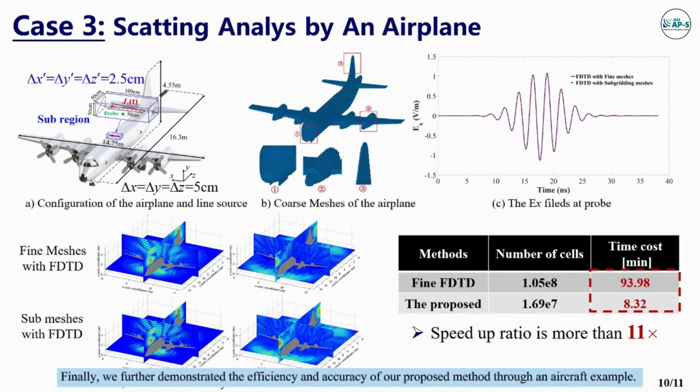Finally, we further demonstrated the efficiency and accuracy of our proposed method through an aircraft example. Compared to the fine grid method, the subgridding method can achieve an 11-fold improvement in efficiency while maintaining accuracy.